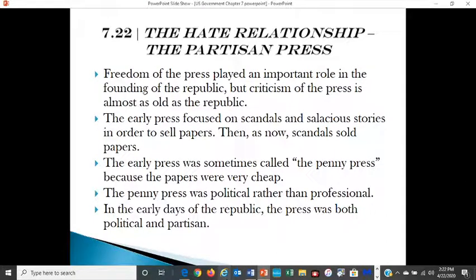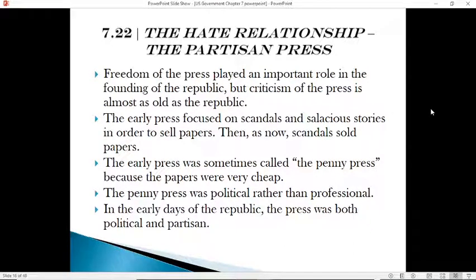Now, that hate relationship and the partisan press. Freedom of the press played an important role in the founding of the Republic. But criticism of the press is almost as old as the Republic. The early press focused on scandals and salacious stories in order to sell papers. Then as now, scandals sold papers.